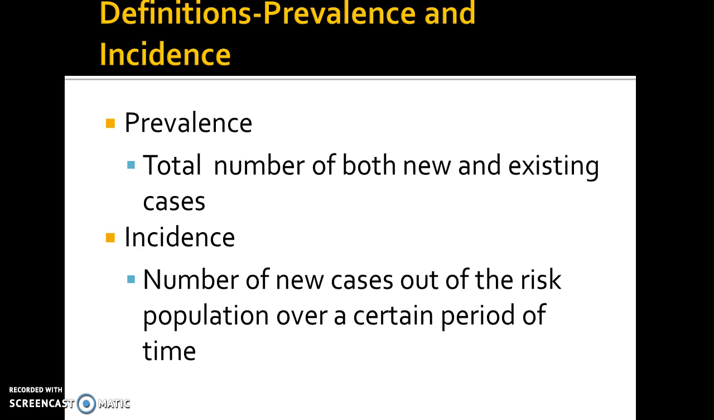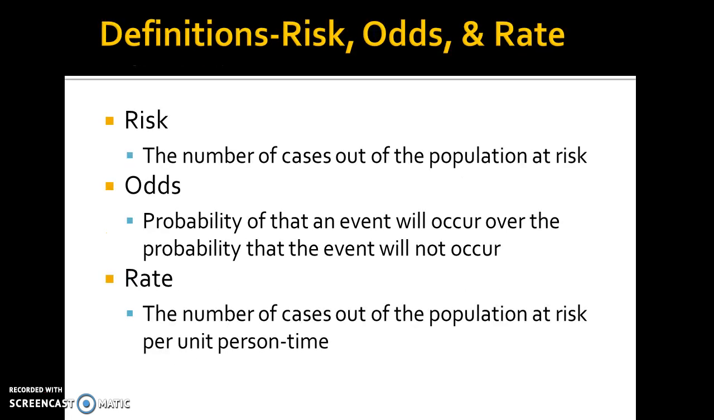Prevalence and incidence. The prevalence is the total number of both new and existing cases. The incidence is the number of new cases out of the risk population over a certain period of time. Risk, the number of cases out of the population at risk. Odds, the probability of an event over the probability that the event will not occur. And the rate is the number of cases out of the population at risk per unit person time.